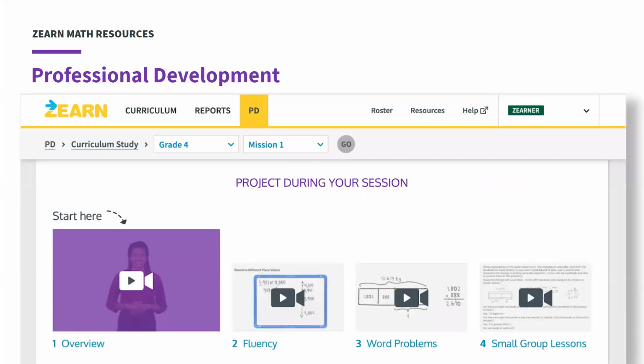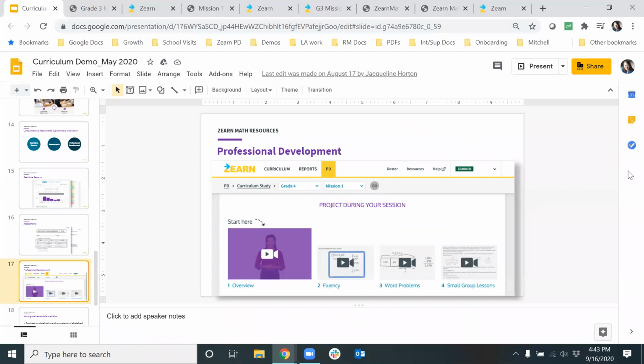Last but certainly not least, I want to take a look at all of the professional development resources that we provide to support classrooms in teaching with Zearn Math. The first type of PD that I want to show you is our most popular resource called Curriculum Study. Curriculum Study is designed to be used throughout the year as a resource for teachers alongside their lesson planning. We know how much time teachers spend in PLCs and preparing for instruction. So these resources are designed to be engaging and interactive, as well as available on demand, so teachers can revisit as helpful to their instruction.